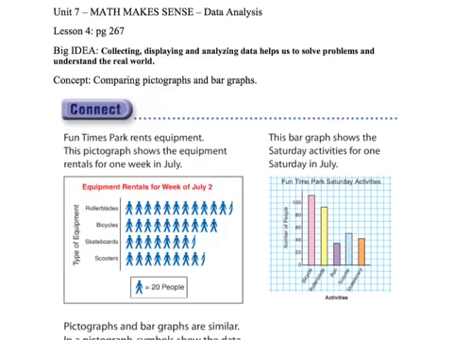So here we have Fun Times Park rents equipment. This pictograph here shows the equipment rentals for 1 week in July. So the week of July 2nd, here we have the type of equipment that was rented. We have our key, 20 people per picture, and we have the number of the equipment that was rented in our pictograph. In this bar graph, we show the Saturday activities for one Saturday in July at Fun Time Park, the number of people, the activities they chose, and it's drawn in a bar graph.